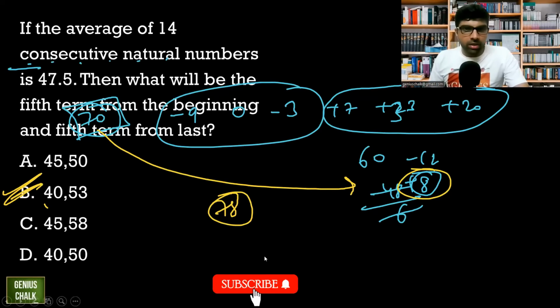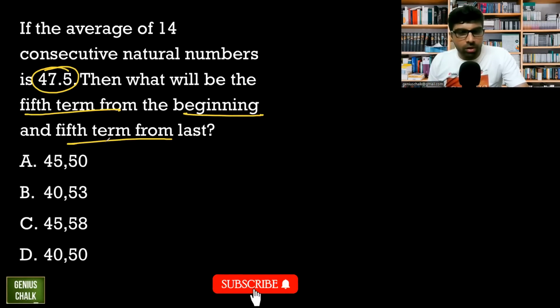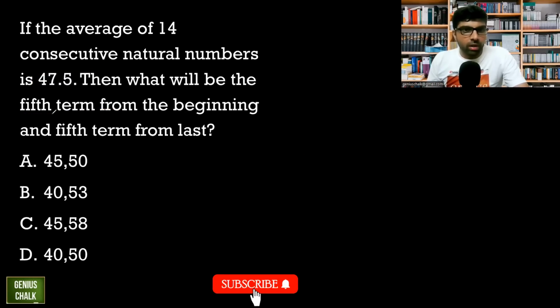Average by deviation. Okay, the average of 14 consecutive natural numbers is 47.5. What will be the fifth term from the beginning and the fifth term from the last? You know that if the consecutive numbers are there, then the average of first and last is the same as second and second last, then the same as third and third last, fourth and fourth last, and fifth and fifth last. So the average is always the same. This is my point. But it is saying that the numbers you have to find.